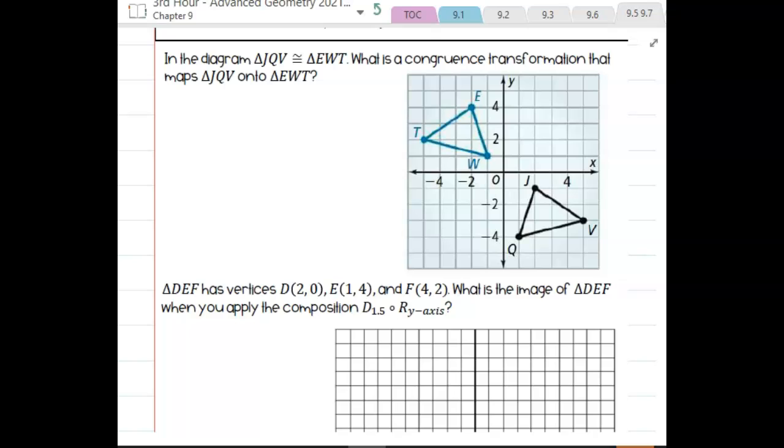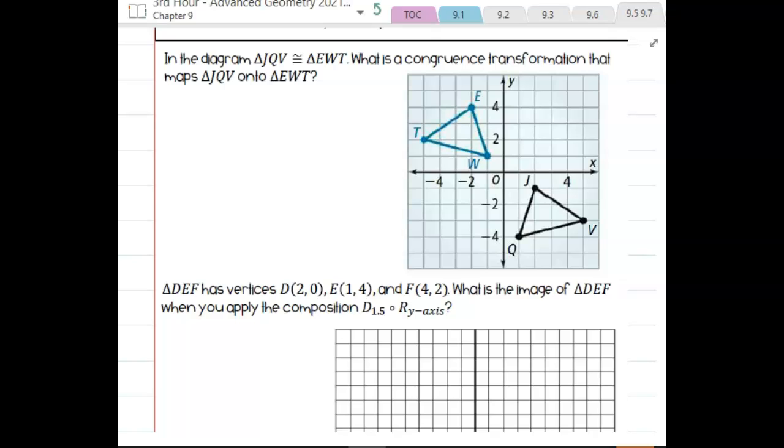So for this one, it says in the diagram that triangle JQV is congruent to triangle EWT. And we want to know, what is a congruence transformation that maps triangle JQV onto triangle EWT? So I'm trying to get from this one to this one. I'm telling you now that these are all going to be composition functions, okay? Which means we're going to need to do 2 or more. I know sometimes you might just think, well, let me just rotate it. I promise you it's not going to be just rotated. We're going to have to do 2 or more, okay?